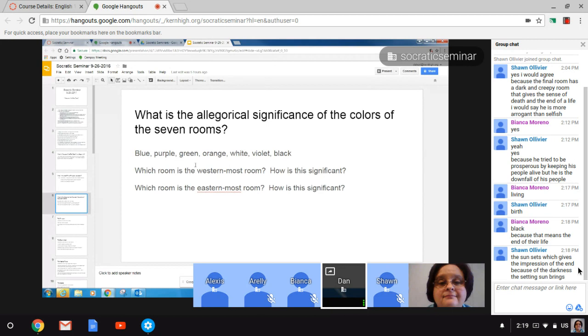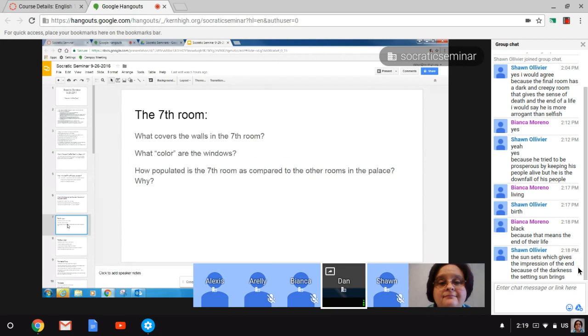And isn't it interesting that the clock, which stops, is in the black room, indicating the end of time, just like the end of day is a kind of end of a time. The end of a life is the end of a time. Okay, the seventh room. What covers the walls in the seventh room?